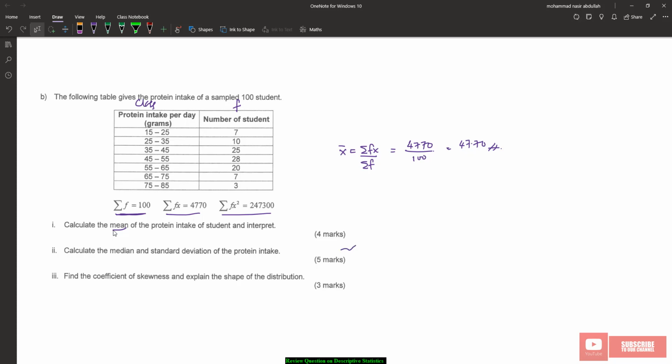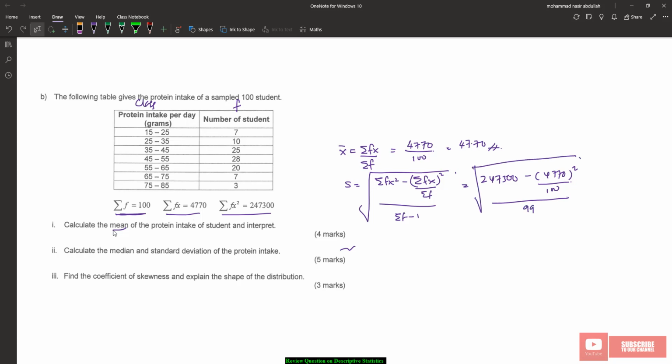Right? And then number 2, calculate the median and standard deviation of the protein intakes. So let's look at the standard deviation first. Standard deviation is equal to the square root of summation of fx square minus summation of fx, all squared, divided by summation of f, everything divided by summation of f minus 1. You just plug the values into the formula. So this one should be 247300 minus 4770 square divided by 100, and 100 minus 1 is equal to 99.